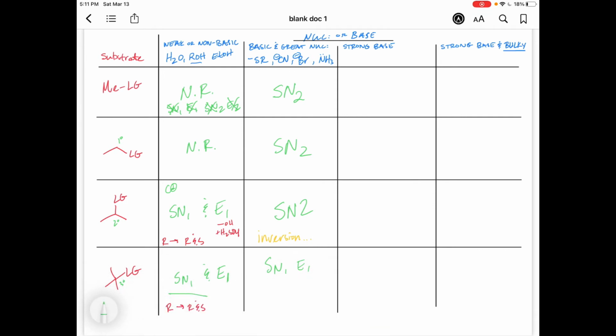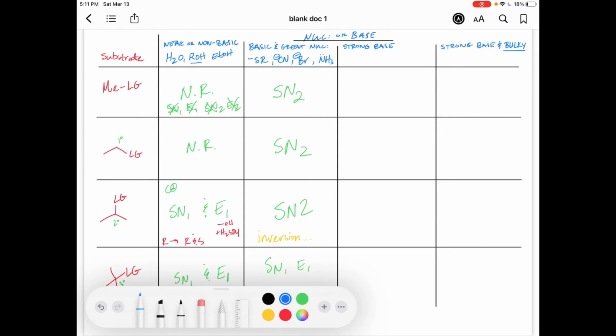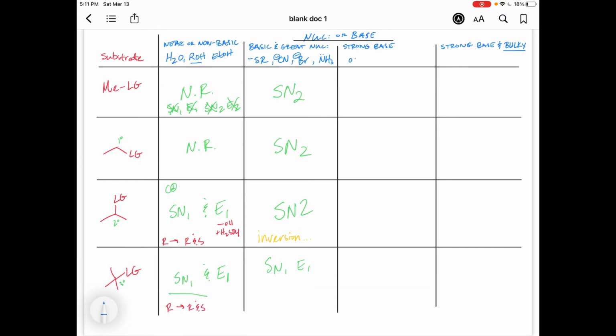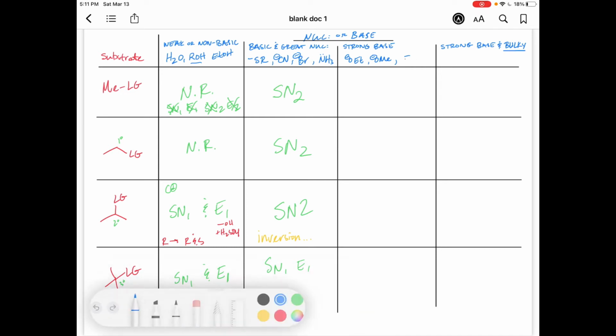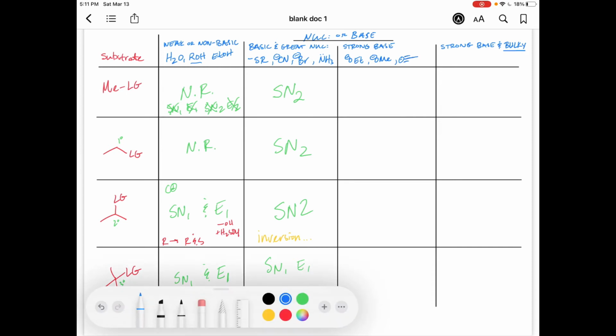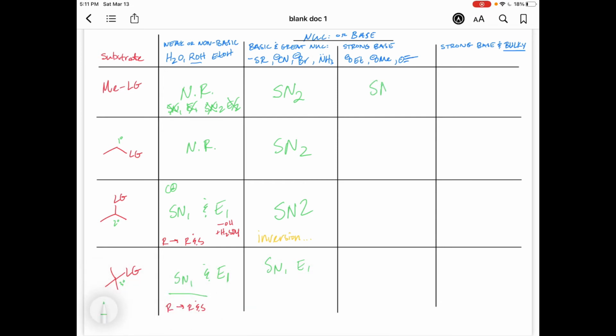Okay, and so now let's go over to strong bases. These are things like ethoxide, methoxide. These are two of the most common ones that we've used. And actually, if you take an alkyne, this can also give you similar reactivity. So I'm going to write a negative charge here. Okay. For the methyl group here with a leaving group, we're going to be doing SN2 again.